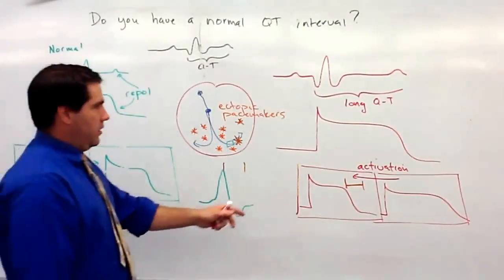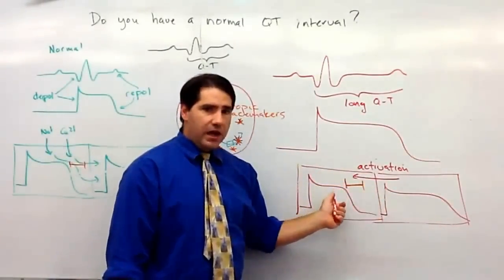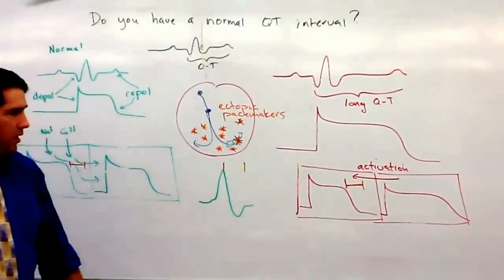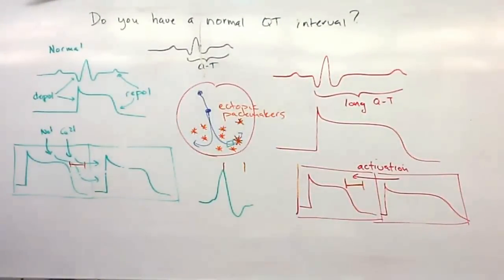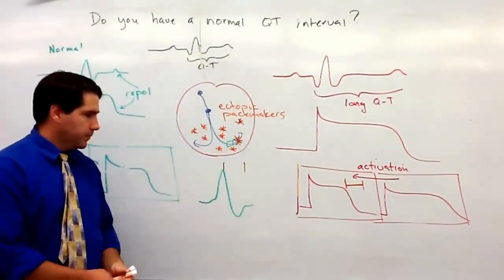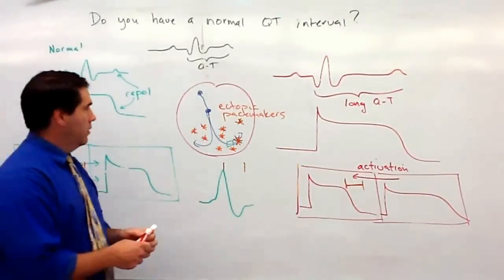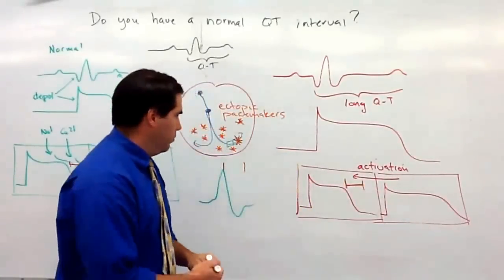So the reason you care about long QT is because now you can start having cells activating their neighboring cells and creating ectopic pacemakers. And that's where we went yesterday with Michael Jackson and we went with other potassium imbalances. We said hyperkalemia can lead to long QT, can lead to cardiac arrest. Now you might ask, and this is just a preview of where we're going, how do you get this extended QT?